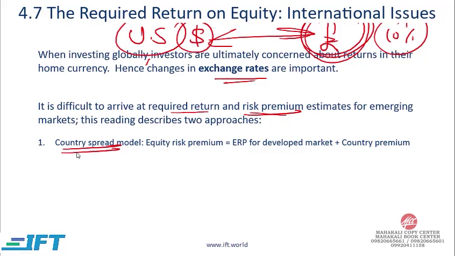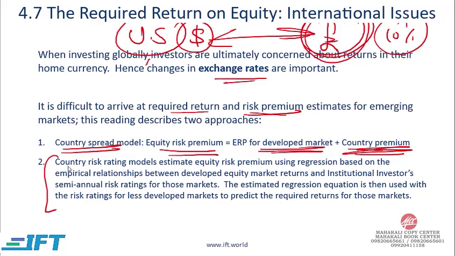One approach is to use the country spread model, where we say that the equity risk premium is equal to the equity risk premium for a developed market plus a country premium. So if you have an American investor investing in Brazil, he will use the equity risk premium for the developed market, which would be the US market in this example, and then the investor would add a country premium based on the riskiness of investing in Brazil.